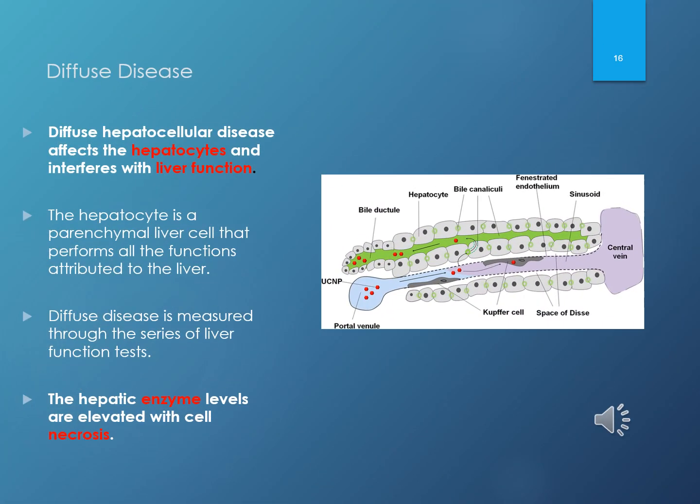So diffuse hepatocellular disease affects the hepatocytes and therefore interferes with liver function. The hepatocyte is a parenchymal liver cell that performs all of the functions attributed to the liver. They are considered glandular, which will be important later when we talk about liver cell adenoma. Diffuse disease is measured through the series of liver function tests. The hepatic enzyme levels are elevated with cell necrosis. So when they check the blood, the enzyme levels are increased because the cells are breaking apart and all of those enzymes are coming out.